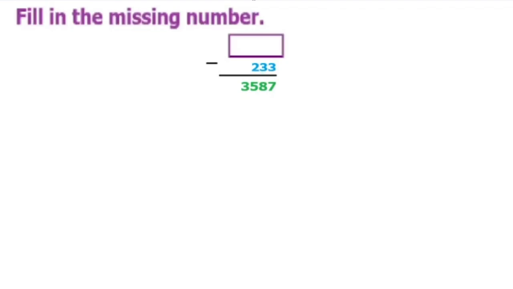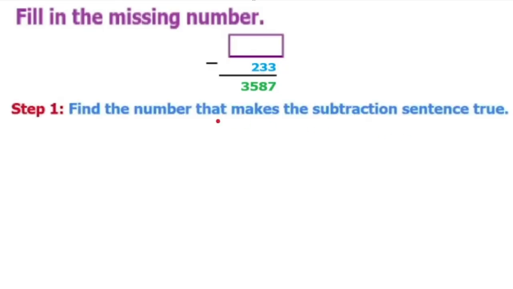In this video, we're going to find a missing number. So if we have a problem like this that says, fill in the missing number, and we have a big blank here, minus 233 has to equal 3587. So the first step is to find the number that makes the subtraction sentence true. Well, how do you do that?